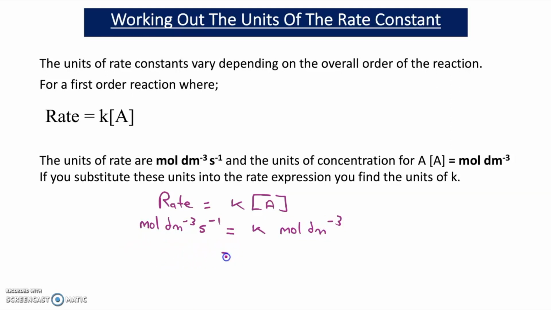So if we rearrange this, k is equal to moles per decimeter cubed, seconds to the minus 1, divided by moles per decimeter cubed. Now because I've got moles per decimeter cubed on the top and bottom here, they cancel out. So k is equal to seconds to the minus 1, and that would be the units of k for a first order reaction.